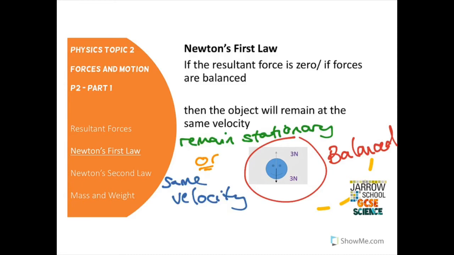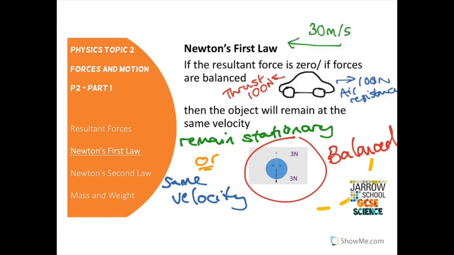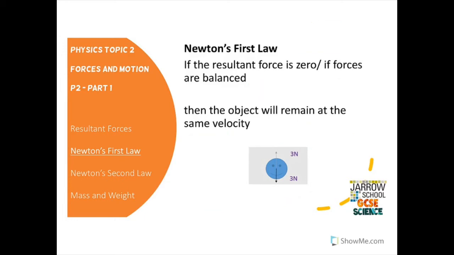And if we use a car as an example, if the engine thrust is forcing the car forwards with a force of 100 newtons, but the amount of friction and air resistance adds up to 100 newtons in the opposite direction, that car would remain at a constant velocity. If you've been in a car going at a steady speed, you'll know that the engine's working, but you've probably never thought that what the engine's doing is just balancing the forces trying to slow the car down. So Newton's first law, very simple. If the forces are balanced, an object will remain at the same velocity.